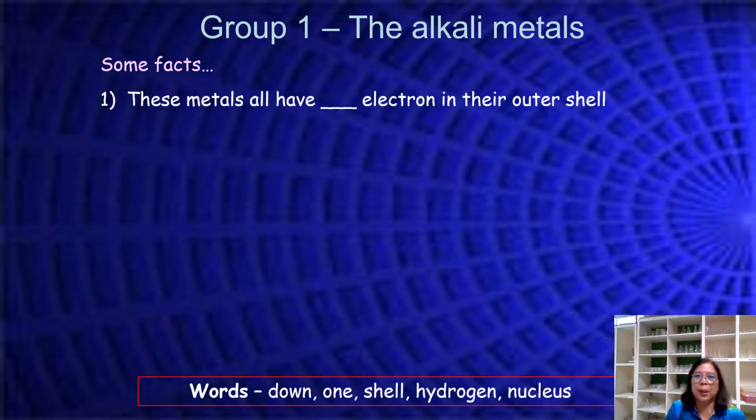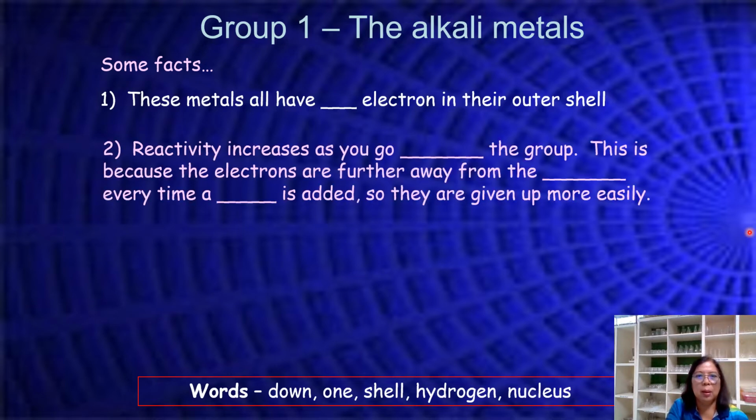Okay, let us try to make some games. Please fill in the blanks. These metals, or the alkali metals, all have blank electron in the outer shell. So you could choose from here. So what do you think is your answer?